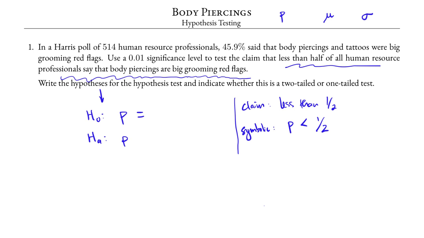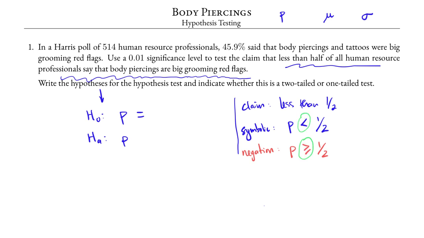Once we write the claim in symbolic form, we also write the negation of this claim in symbolic form. The negation of less than is greater than or equal to. Everything else is the same. The lowercase p and the null value 1/2 stay the same. We only change the inequality sign in the negation of the claim. In this case, the inequality in the claim is less than. The inequality in its negation is therefore the opposite of less than, which is greater than or equal to.